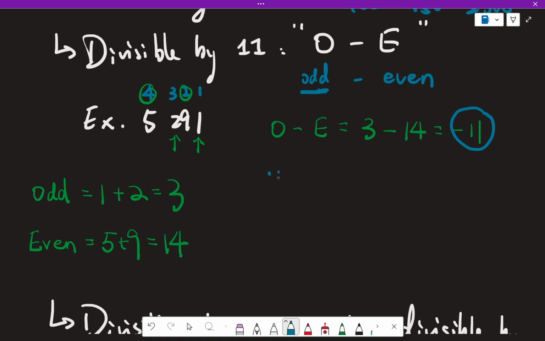And we can say that yes, it does, because negative 11 divided by 11 gives us negative 1 with a remainder of 0. So negative 11 is divisible by 11. If the result of this O minus E operation is divisible by 11, then we can say that the original number, 5291, is divisible by 11. So we just do this O minus E. Be careful that we label the digits from the very right end.